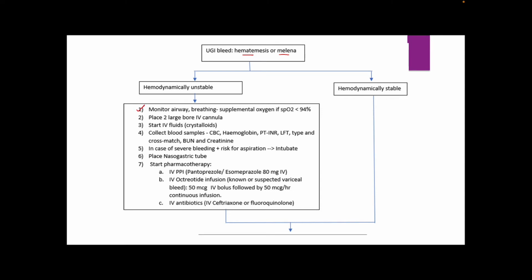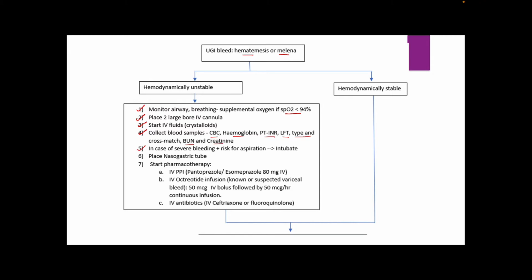The first step is to monitor airway and breathing, and provide supplemental oxygen if the SpO2 is less than 94%. Very important is to immediately place two large bore IV cannulas and start IV fluids. We prefer crystalloids like NS, normal saline, and/or Ringer's lactate. Then we collect blood samples and send for investigations like complete blood counts, hemoglobin, PT/INR, LFTs, type and crossmatch, blood urea nitrogen, and creatinine levels.